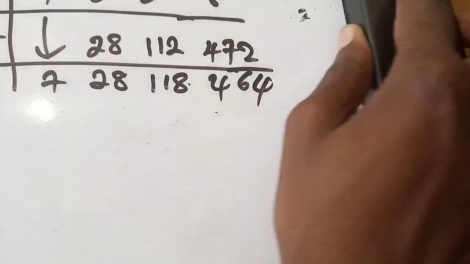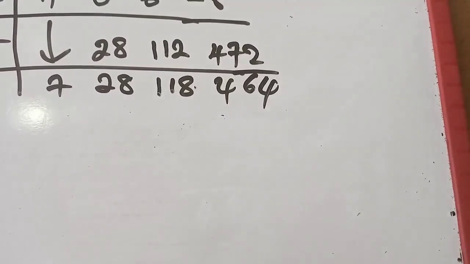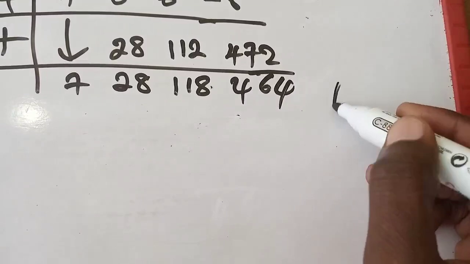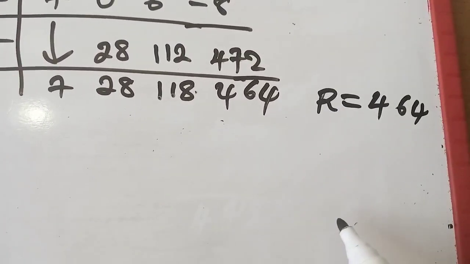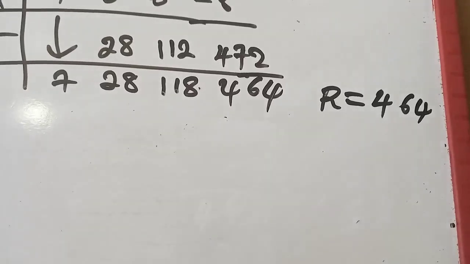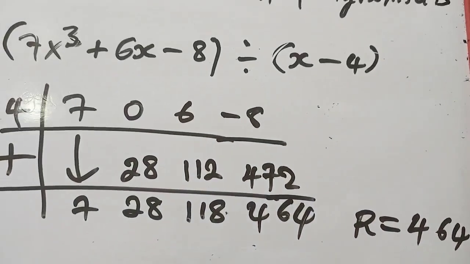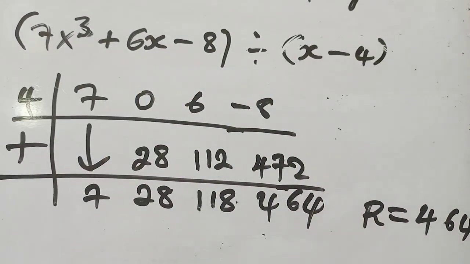So here, the remainder is what? The last number I said, it is the remainder. So the remainder is 464. That is your remainder. You've seen that this has not given us 0, meaning that the remainder is this one. And this expression is not a factor of this polynomial. That is what it means.